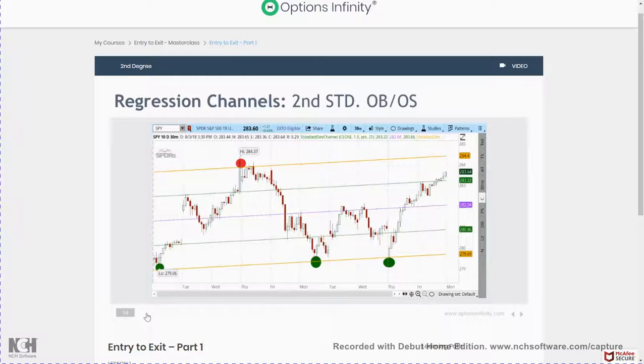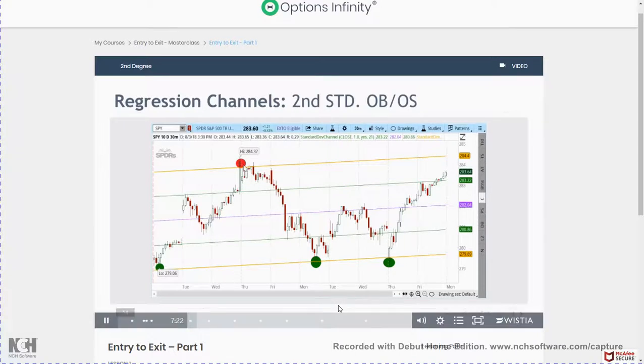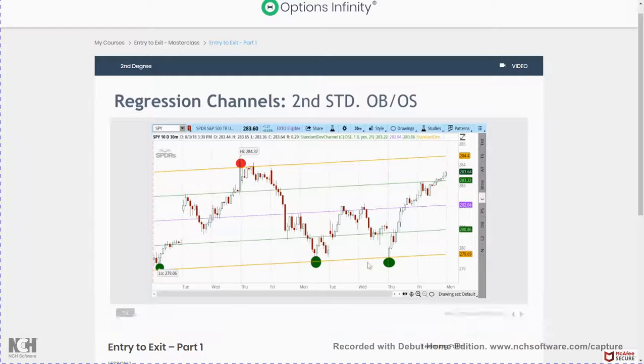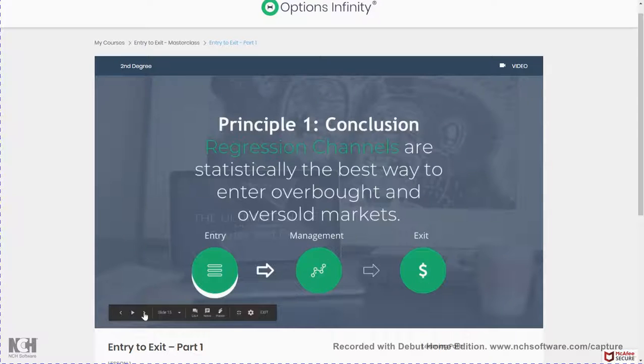And it can be used once again in all the markets. We looked at a stock right before. Let's just take a look at the ETF of the Standard & Poor's 500, the SPY. And you can see it came down to the -2, good time to get in. +2, good time to get out or buy a put. Good time to get in, another good time to get in, and so forth. So in conclusion, the regression channels are statistically the best way to enter overbought and oversold markets.